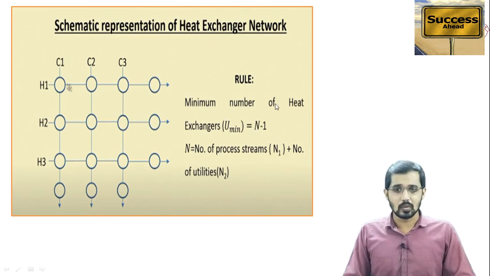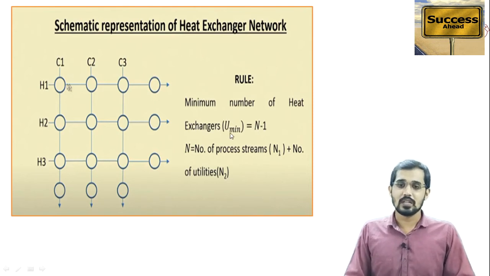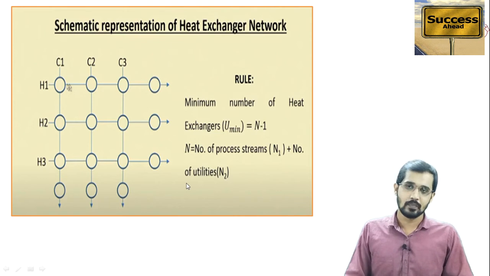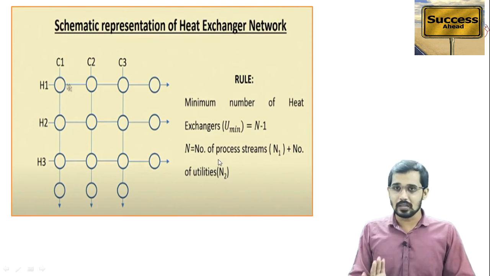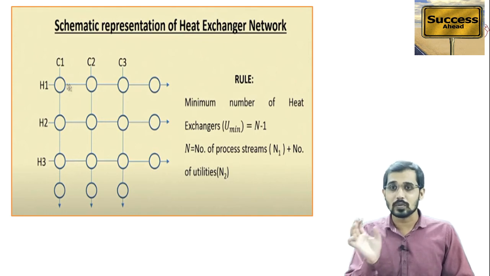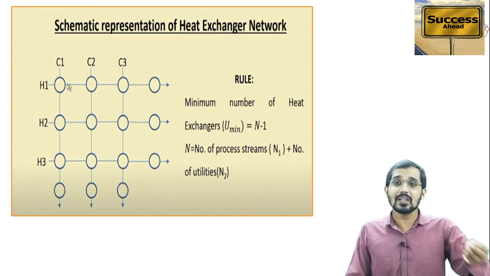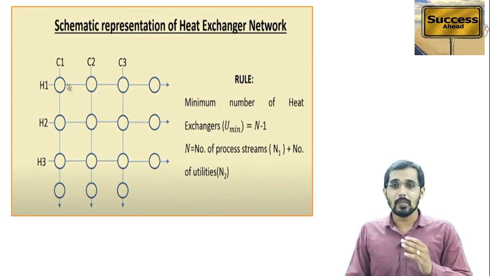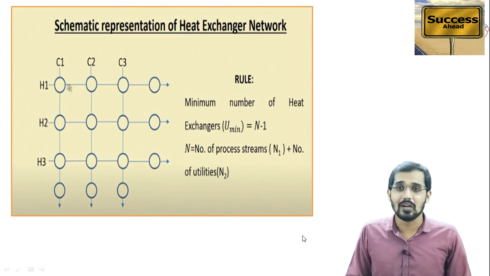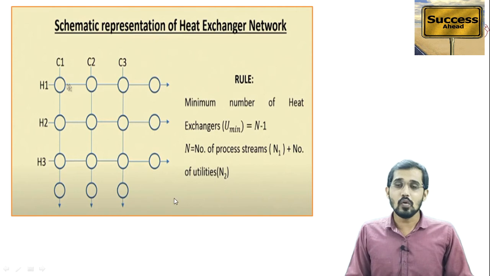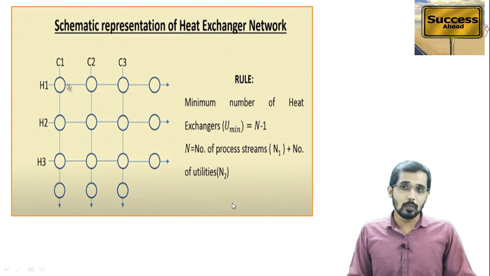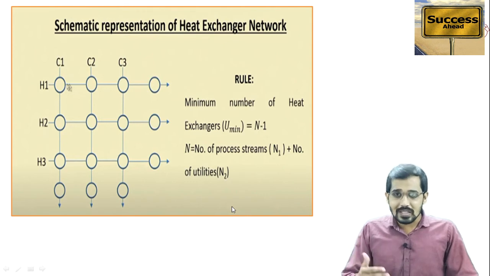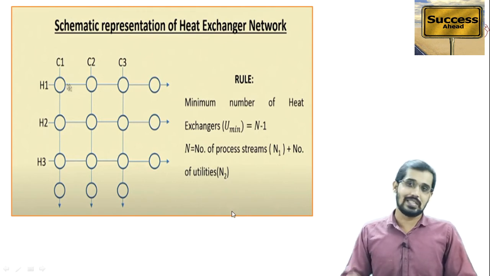Before that, you can see here the rules to calculate the minimum number of heat exchangers. U minimum is equal to n minus 1. What is the meaning of n? n is nothing but the number of process streams plus the number of utilities. The process streams are the inner part of the process system, but process utilities are the external utilities. Our concept is heat integration. In heat integration, our main target is to minimize the number of utilities. So, how to minimize? By using heat exchangers in a process.